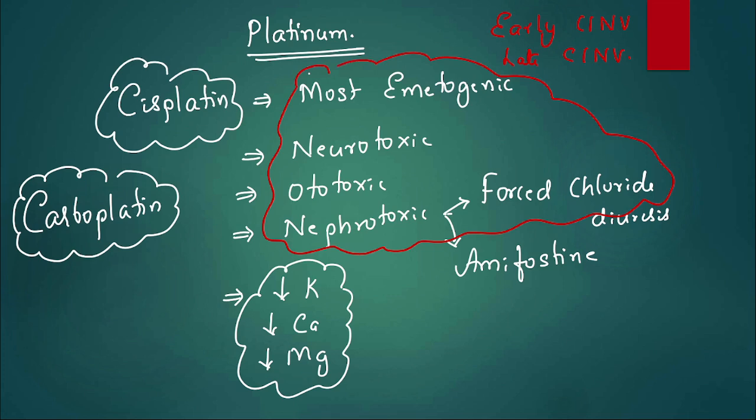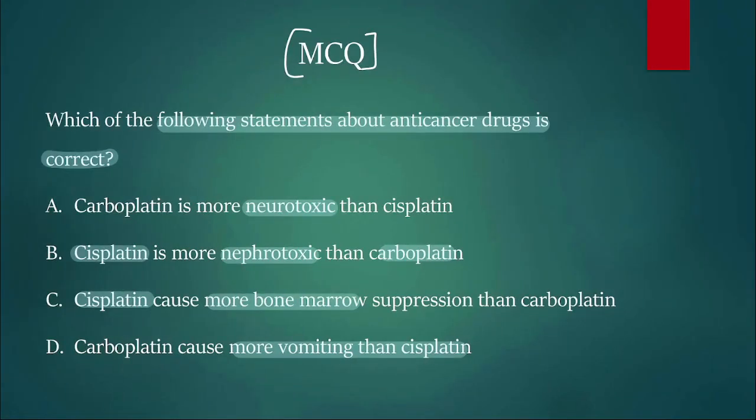And one more thing, does cisplatin cause bone marrow depression? Yes, but it is minimal, that is mild to moderate. The bone marrow depression caused by carboplatin is more, and that is the dose limiting toxicity of carboplatin. So that's the difference between cisplatin and carboplatin, and based on that, the question has been framed. Now read. Carboplatin is more neurotoxic than cisplatin? No.